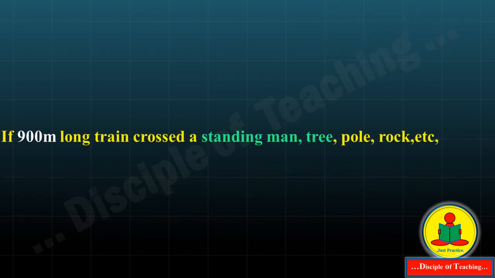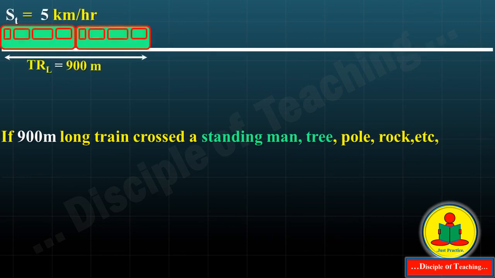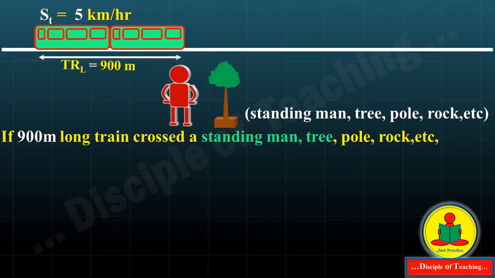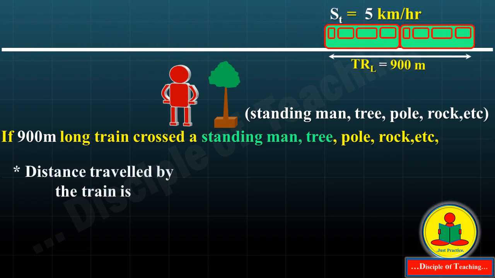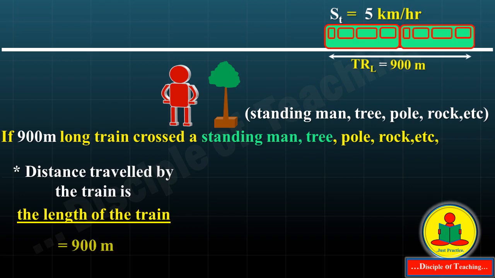Then, if a 900 meter long train crossed a standing man, tree, pole, rock, etc., then what is the distance traveled by the train? The answer is just the length of the train, because a standing man or tree or pole or rock etc. don't have any specific width or distance as compared to the train. So the answer is just the length of the train, which is equal to 900 meter.